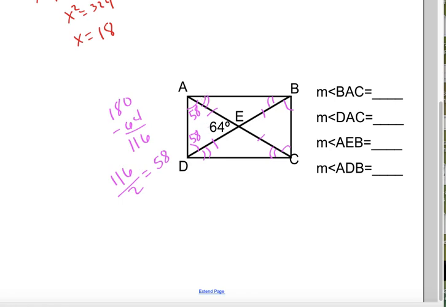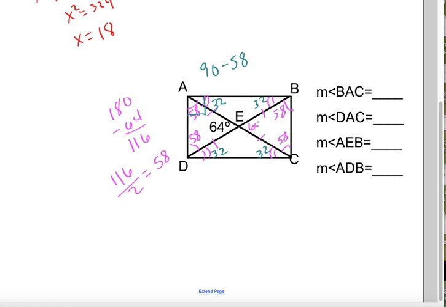Keep in mind that this angle up here is a right angle, and so if you have 90 and you subtract 58 from it, you can get the other angle, 32. So then all of these are 32s. And then to match with the one we had a moment ago, these will be 58 as well.